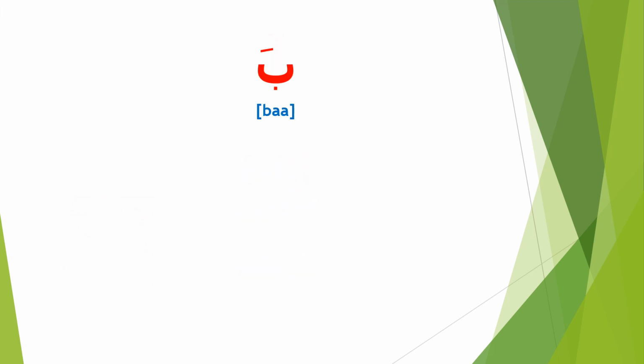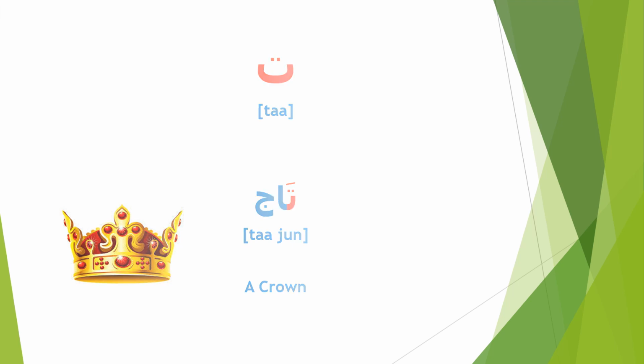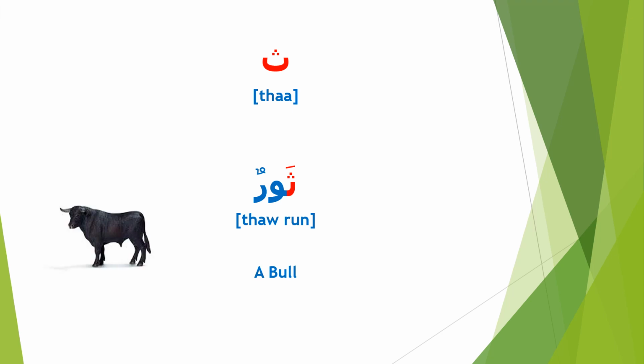Ba. Example. Babun. A door. Ta. Example. Tajun. A crown. Tha. Example. Thawrun. A bull. Jim. Example. Jamal. A camel.